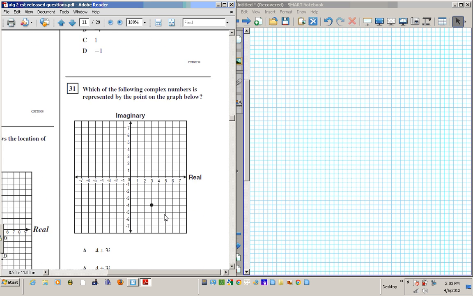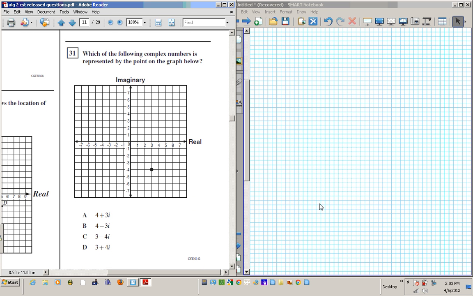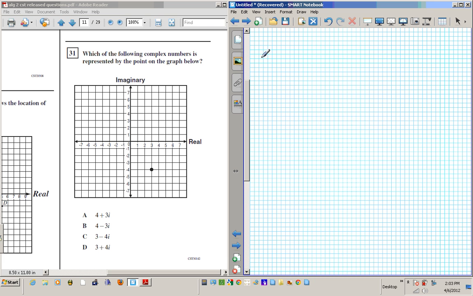31. 31 says, what complex number is represented by the point on the graph below? So remember what I told you? For complex numbers, it is basically x plus yi, right? So whatever the point is, the x coordinate is the real part, the y coordinate is the imaginary part. So if you look at this point right here, this point is 3 comma negative 4, okay?